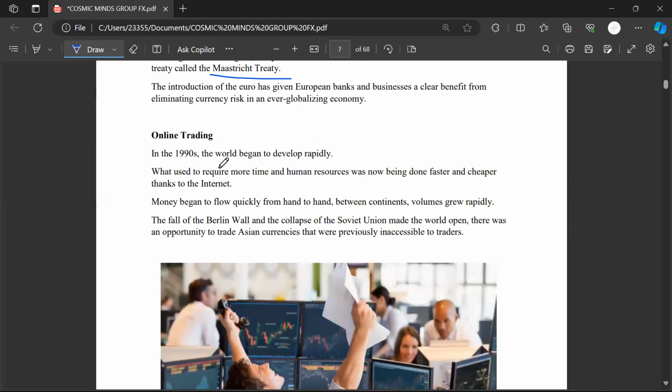Now, let us move to what Forex actually is. Whatever I do is still in the digital sense. So we are going to talk about the forex or the online, any crypto, any digital asset that you know. So in the 1990s, the world began to develop rapidly. What used to require more time and human resources was now being done faster and cheaper thanks to the internet, right?